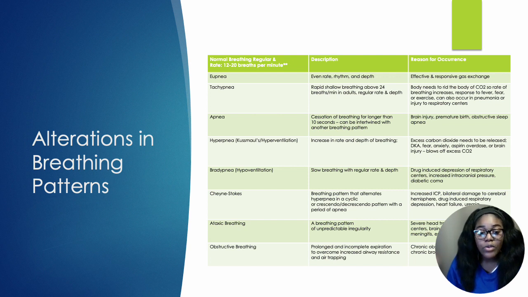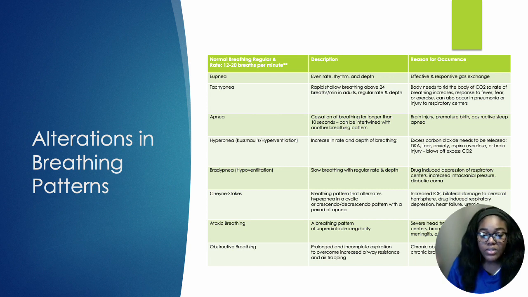When we have eupnea, or normal breathing, that's an even rate, rhythm, and depth. Normally this is a response to effective and responsive gas exchange. Then we'll move into tachypnea. Tachypnea is characterized as a rate greater than 24 breaths per minute in adults, but you have a regular rate and depth. It can also be considered rapid and shallow breathing.